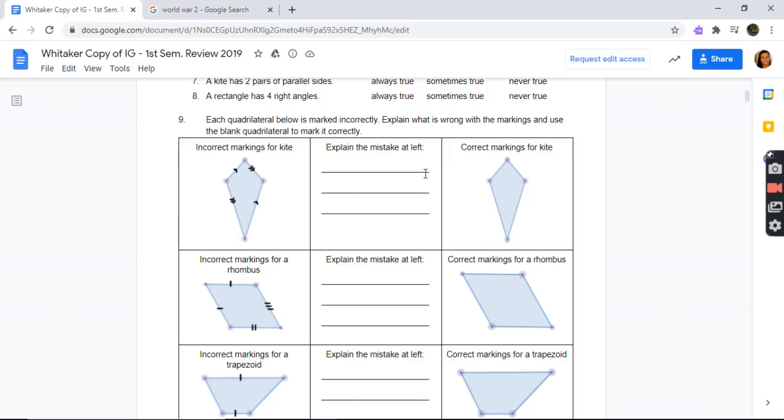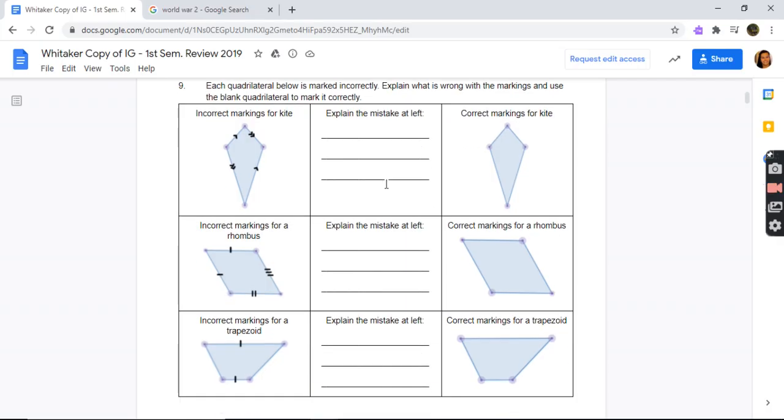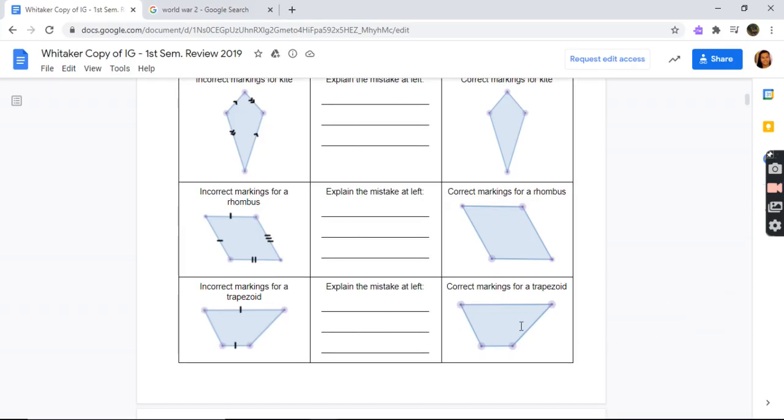Explain the mistake at the left. Incorrect markings for the rhombus. This is incorrect. This is correct markings. Incorrect markings for a trapezoid. All of them don't seem right to me. Correct markings for the trapezoid. This is correct.